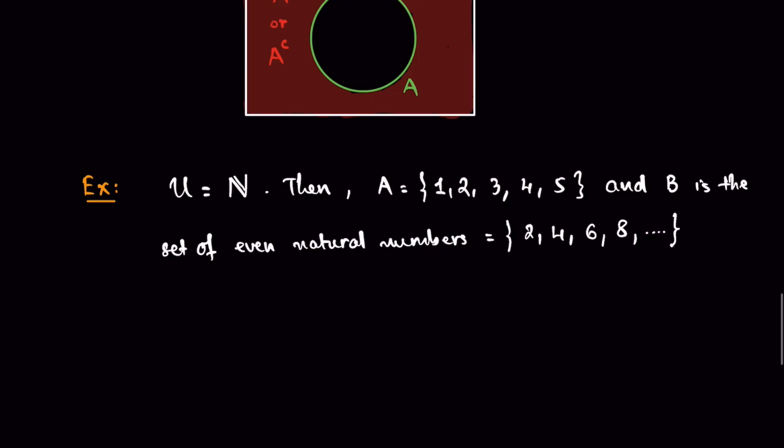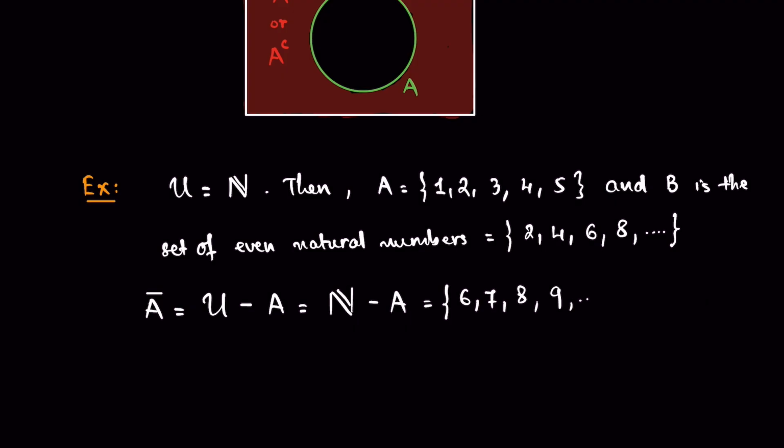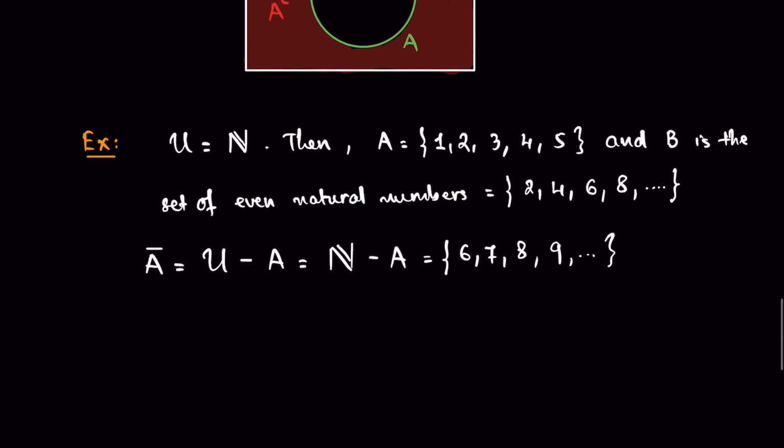Now if you want to find the complement of A, you can write this as equal to the universal set subtract A, or the natural numbers subtract A. Inside the natural numbers, you're going to get rid of the numbers 1, 2, 3, 4, and 5. Therefore, the complement of A is going to be the set that starts with 6, 7, 8, 9, and so on and so forth.